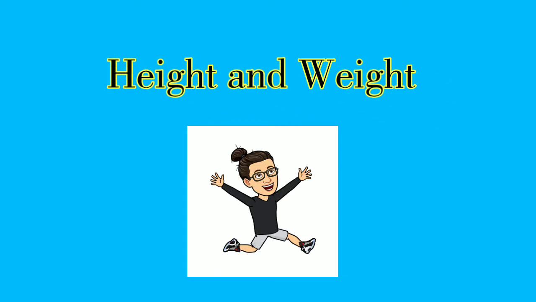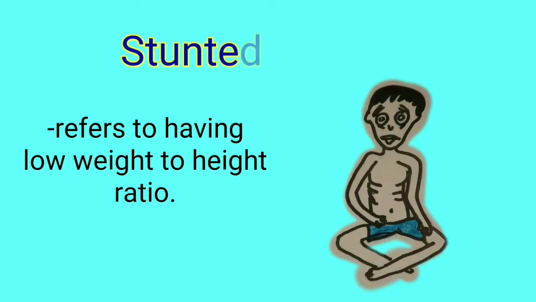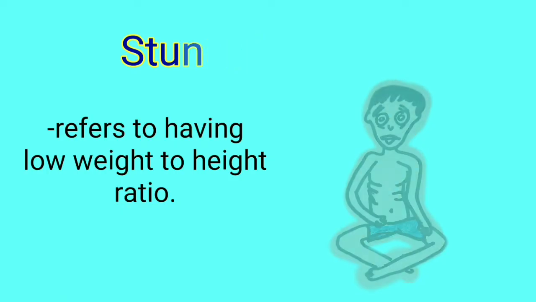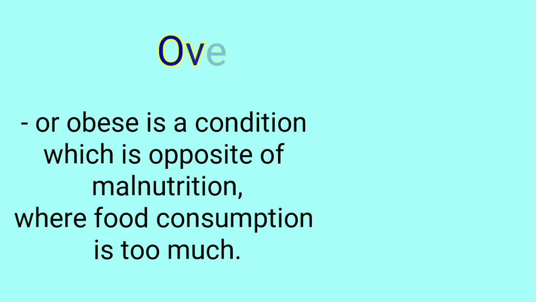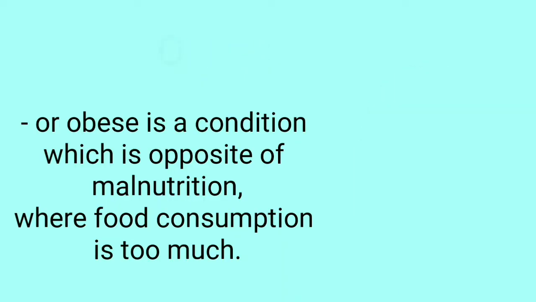Height and weight. Stunted growth refers to having low weight to height ratio. A stunted child is often inches shorter than a child who has enough nutritious food. It is a primary symptom or manifestation of malnutrition in childhood. On the other hand, being overweight or obese is a condition which is opposite of malnutrition, where food consumption is too much. Too much eating of unhealthy foods may result in obesity.